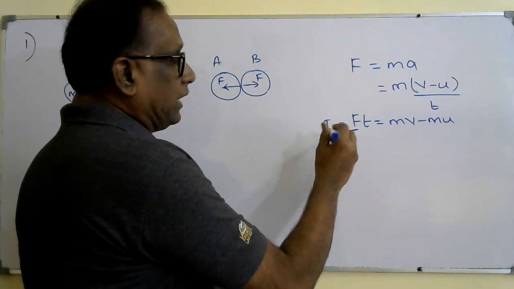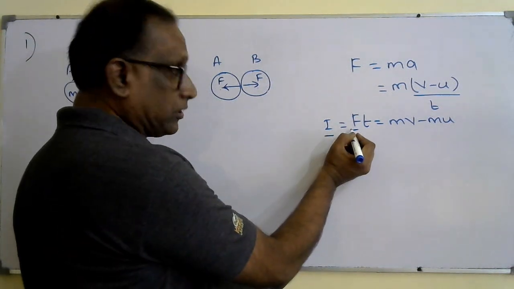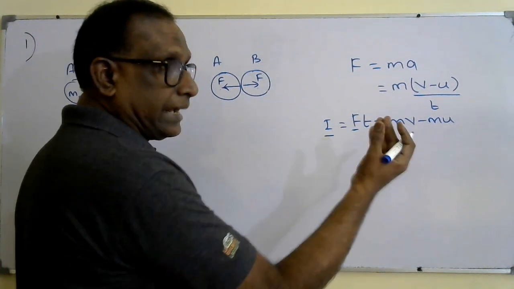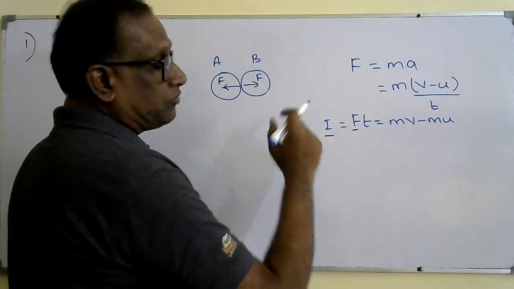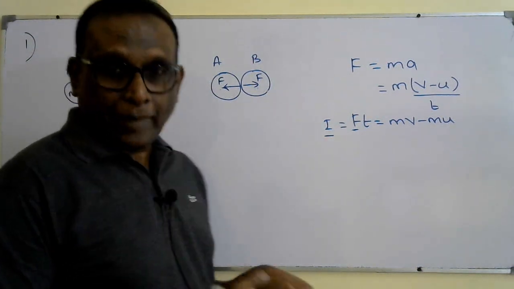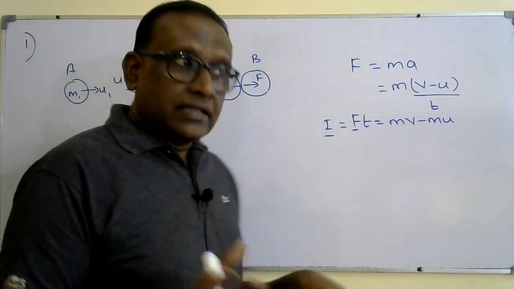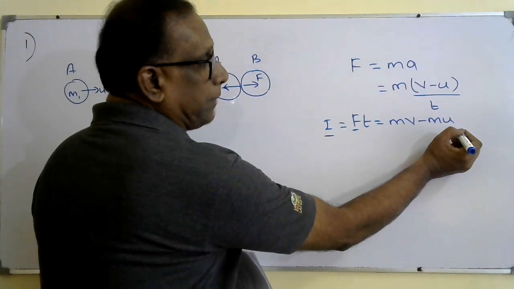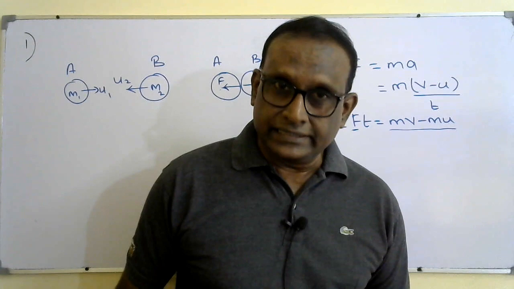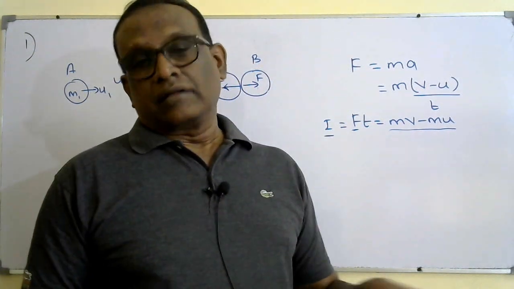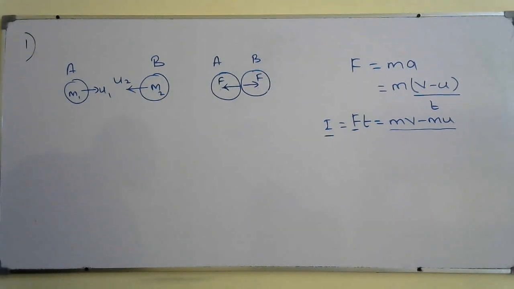Therefore, both will have the same magnitude of impulse, because F is the same on both and t will be the same. The time duration of the force experienced by A and B will be the same. Therefore, both will have exactly the same magnitude of impulse in opposite directions. That is, both will have the same magnitude of change in momentum, in opposite directions. You must know these things related to momentum.